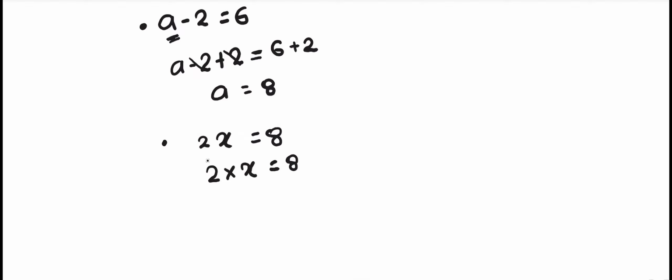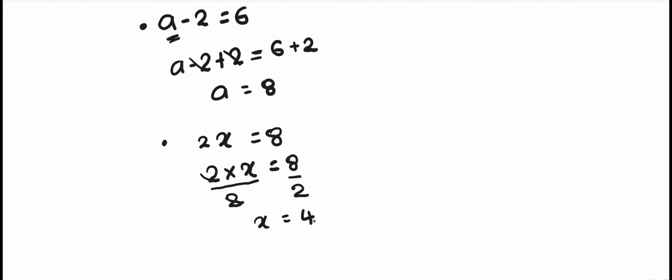To get rid of this multiple 2, what is the opposite of multiplying by 2? It is to divide by 2 on the left side. If we divide by 2 on the left side, we need to do it to the right side as well. Let's take 8 divided by 2. What is it? It is 4.